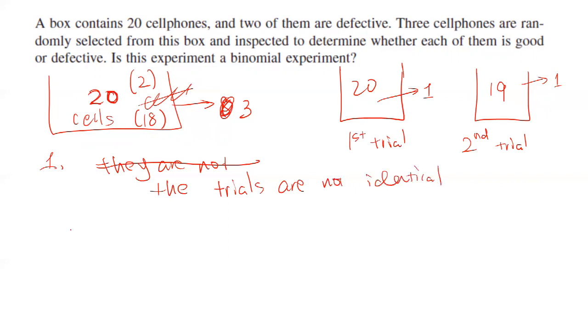So you don't have to check other conditions because the first condition is not fulfilled. So this is not a binomial experiment. Okay, any questions?